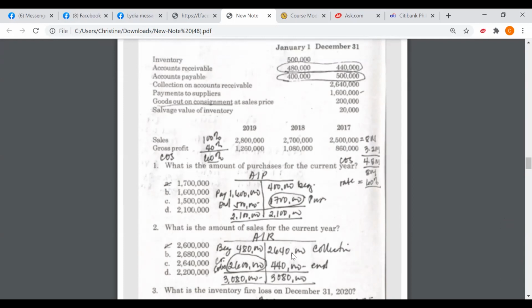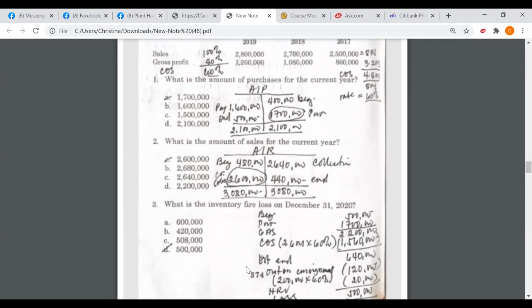So we are looking for the sales. When we make a sale on account, that's debit accounts receivable. So this is where your credit sales go. So adding your collection and ending because they are complete, 3,080,000, the same must be your total debit. So deduct your beginning from your total debit, then the difference is your credit sales. Since there's no cash sales, then your credit sales is already your total sales.